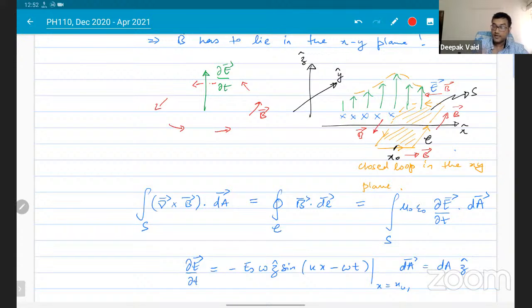Then what will I get? I'll get B dot dl, approximately taking B to be a constant. B dot dl will just give me B dot 2 pi r, the length of that circle, the perimeter of that circle, right?